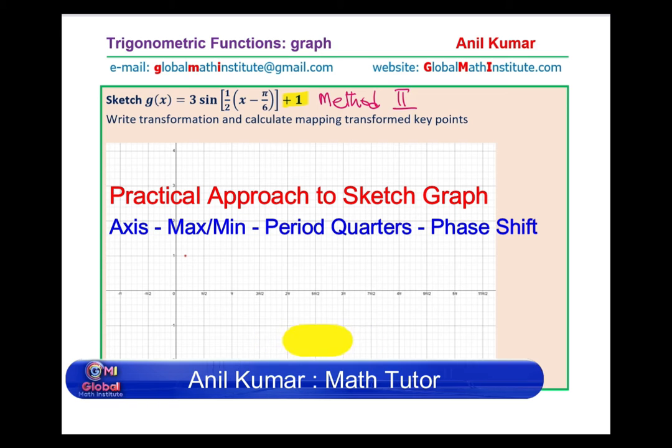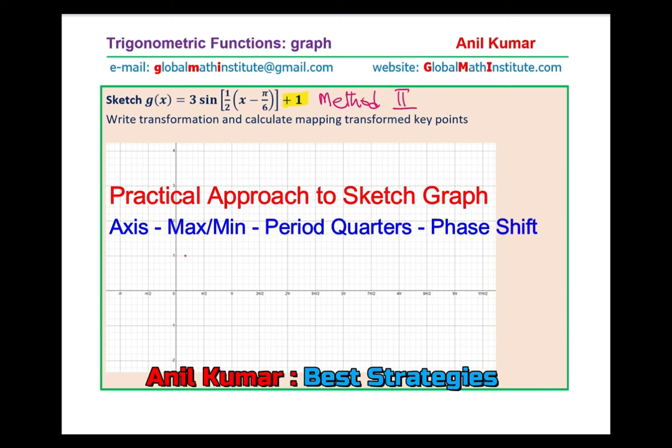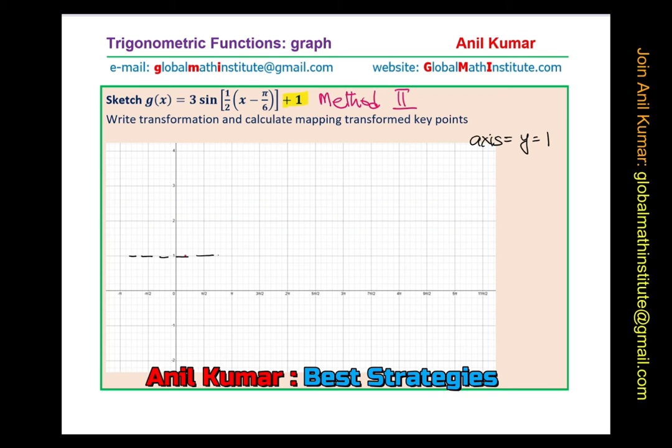translation because that is the axis, right? So, we know that the axis for this is y equals 1, right? So, we'll just sketch this axis 1 first, right? So, this is my axis at y equals 1. You see that?